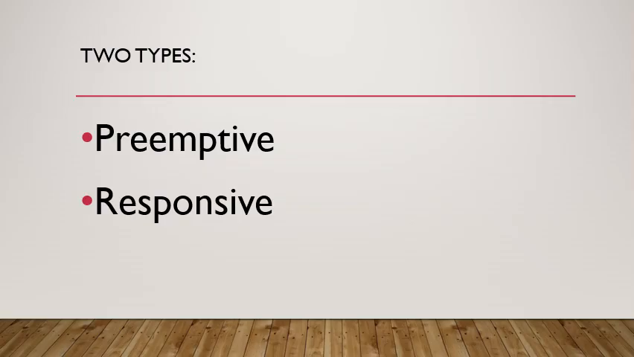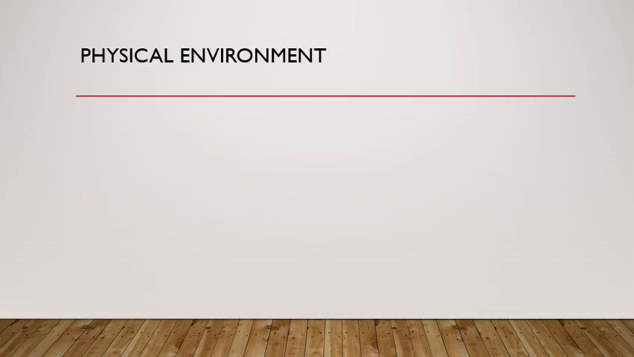We're first going to look at preemptive methods. The first method we're going to look at for preemptive is physical environment. In my child development degree, it was drilled into us that the environment is the first place to change when behavior is an issue. And this goes for all classrooms, not just for early childhood classrooms.